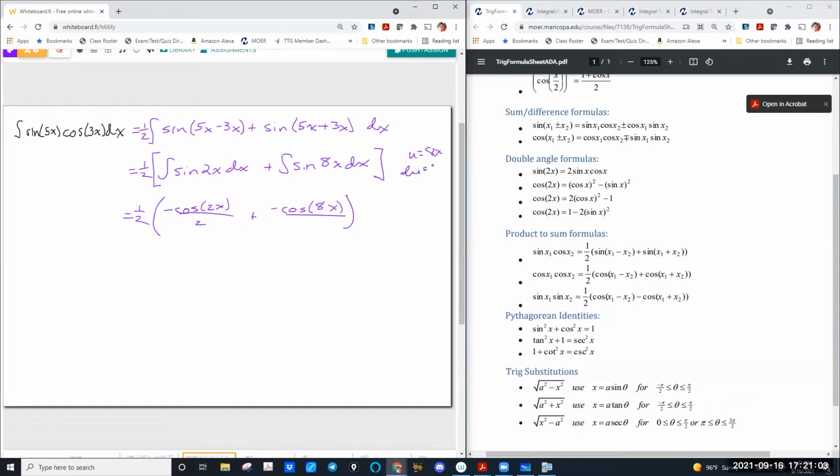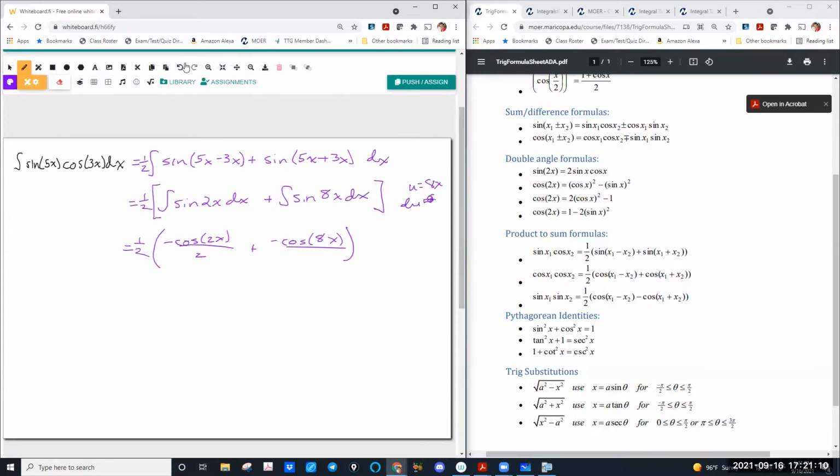Our du would be, oh my gosh, what a terrible 8 that is. Apologies, guys. Our du would be 8 dx. My goodness, having a day today. 8 dx, right? Divide both sides by 8. So we're going to divide by 8.